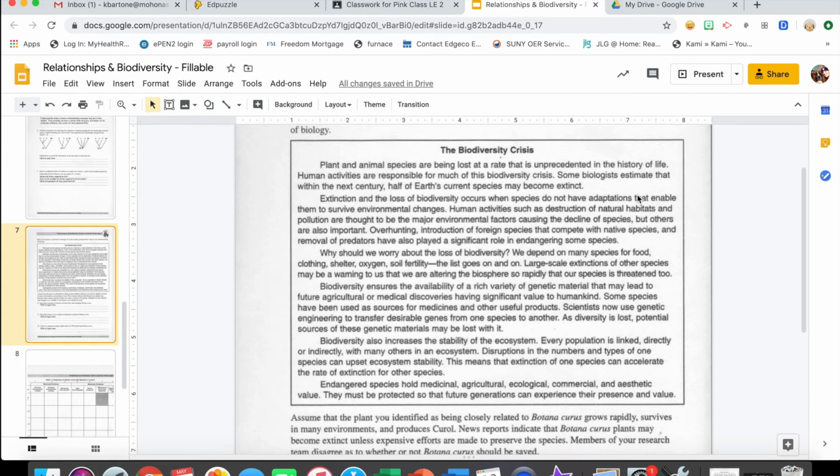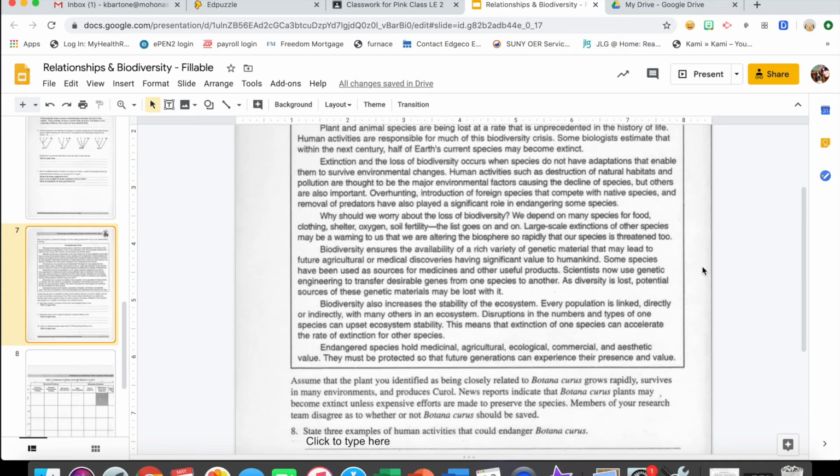Large-scale extinctions of other species may be a warning to us that we are altering the biosphere so rapidly that our species is threatened too. Biodiversity ensures the availability of a rich variety of genetic material that may lead to future agricultural and medical discoveries, having significant value to humankind. Some species have been used as sources for medicine and other useful products. Scientists now use genetic engineering to transfer desirable genes from one species to another. As diversity is lost, potential sources of these genetic materials may be lost with it.